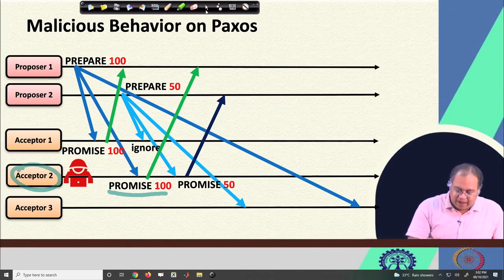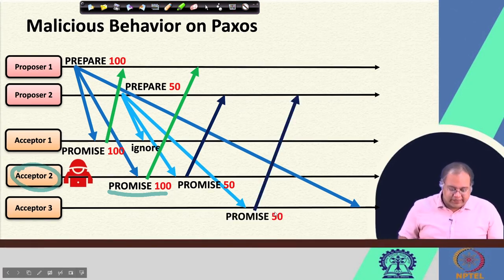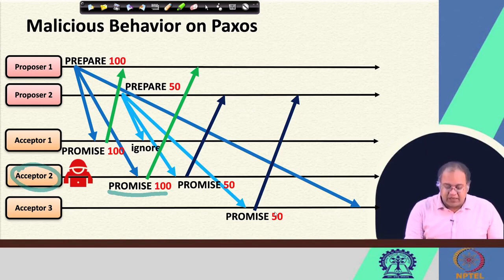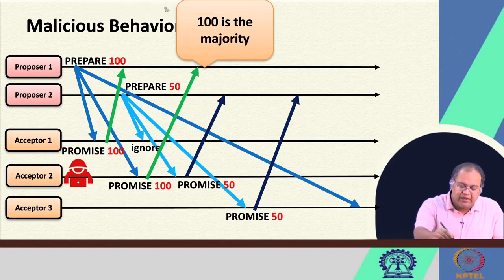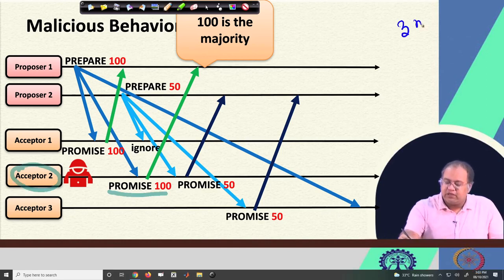When this happens, acceptor 3 receives this prepare 50 first, so acceptor 3 sends back a promise 50. Now, at this stage we see that proposer 2 has received the majority with 50 and proposer 1 has also received the majority with 50, because I have 3 nodes here. If I have 3 acceptors, then my majority is 2.